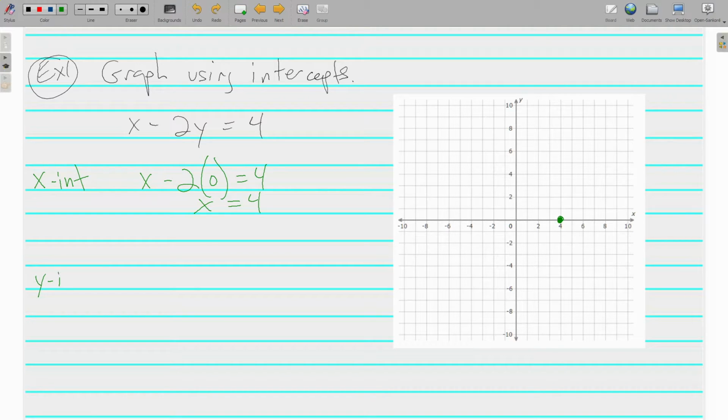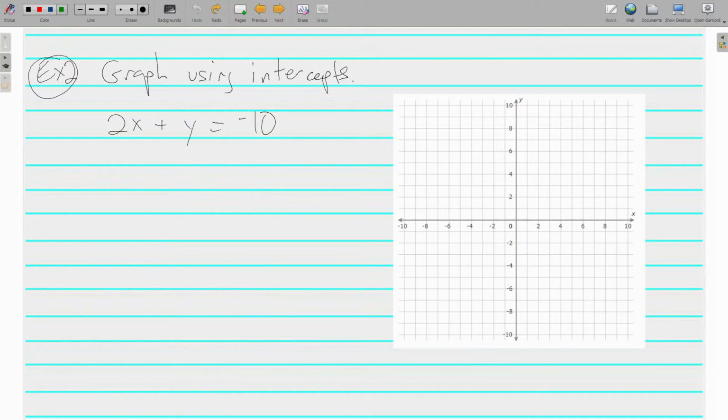To find the y-intercept, we plug in 0 for x, and then we solve. Of course, there's nothing to do with that term. So we've got negative 2y is equal to 4. Divide both sides by negative 2, and we get y is equal to negative 2. So our y-intercept is negative 2. It's the same line that we had before in slope-intercept form. And maybe you even think this is easier. That's fine. I think it depends on the equation that we have. But anyway, this is graphing using intercepts.